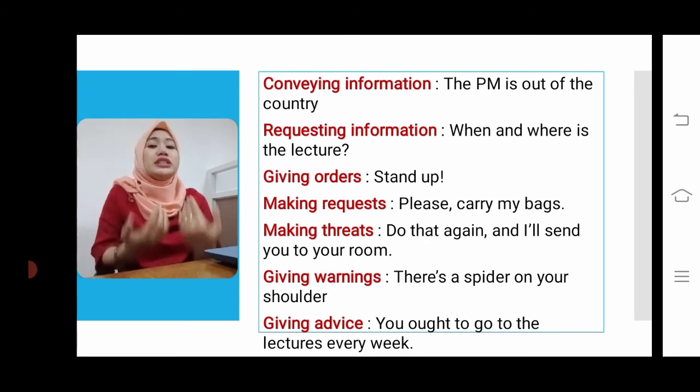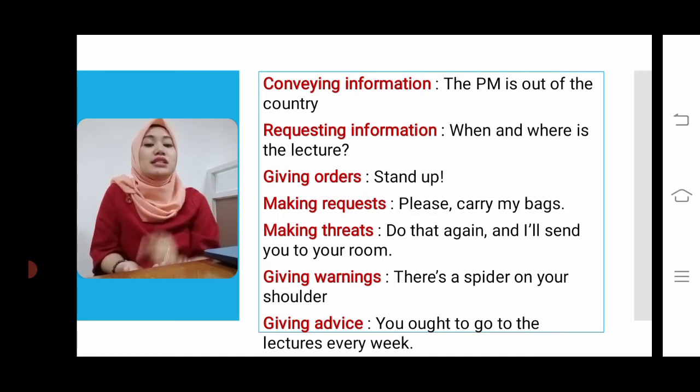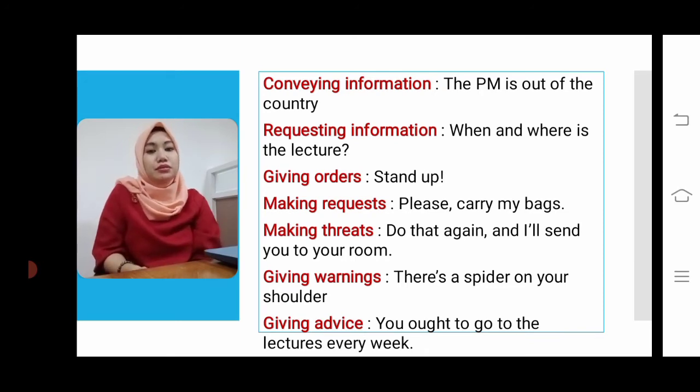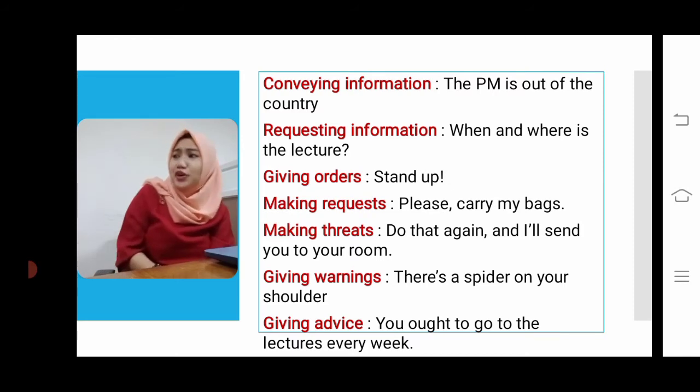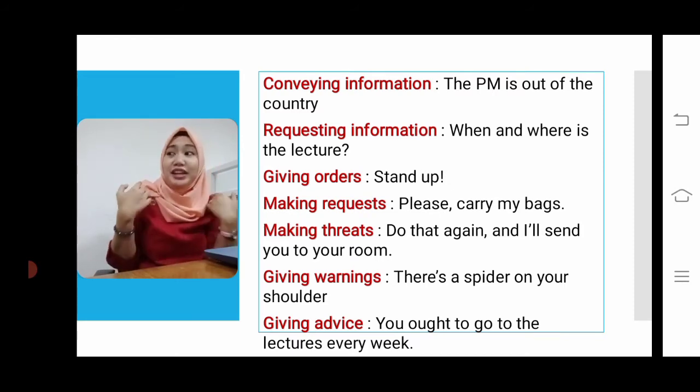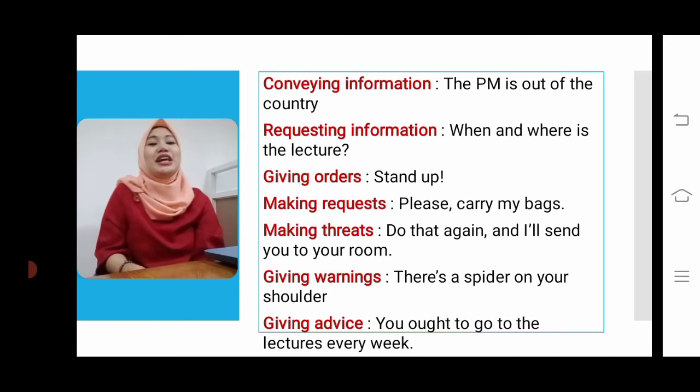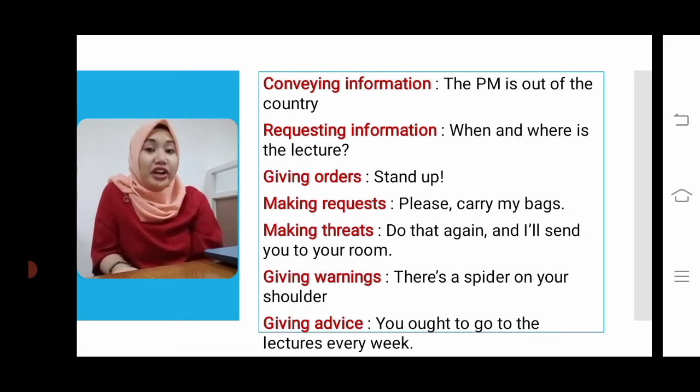If we want to threaten someone, we can say, do that again, and I will send you to your room. Do that again. Yeah, we want to threaten someone. Okay. And then if we want to give a warning, we can say, there is a spider on your shoulder. Be careful. A spider on your shoulder. Okay. This is for giving warnings, yeah. And the last one is giving advice, for example. You can say, you ought to go to the lectures every week. So that's the example of speech act.